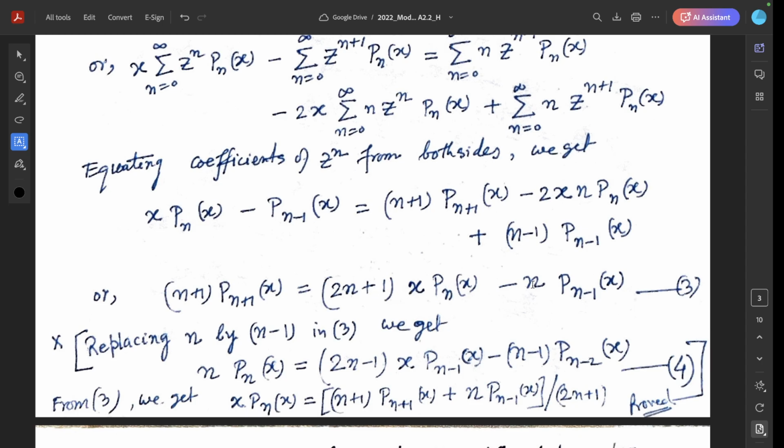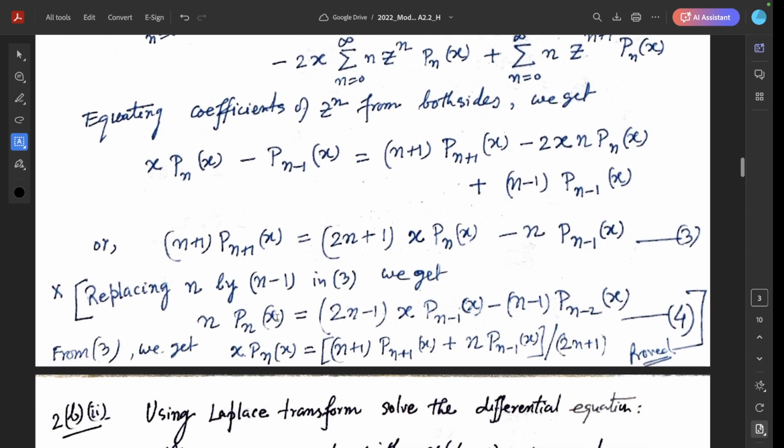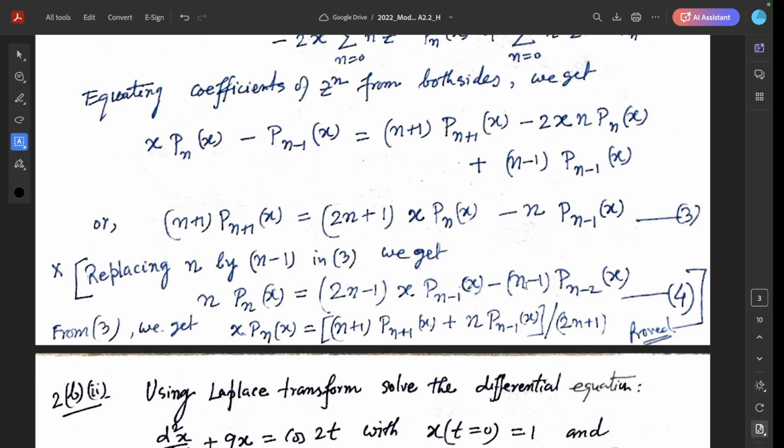bracket x into pnx minus n pn minus 1x. This is another result from 3. After simplifying we get x pnx equal to n plus 1 pn plus 1x plus n into pn minus 1x, whole divided by 2n plus 1. This is our result.